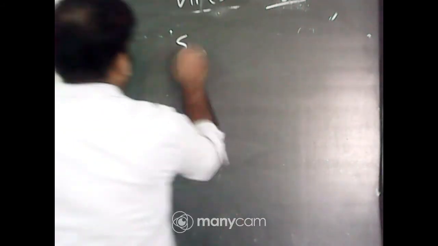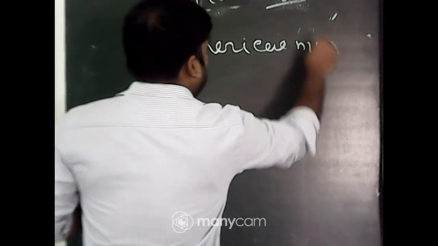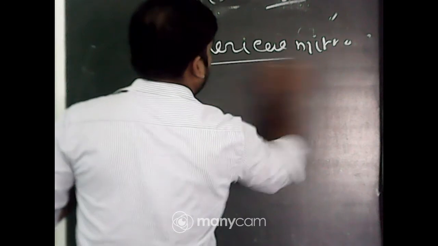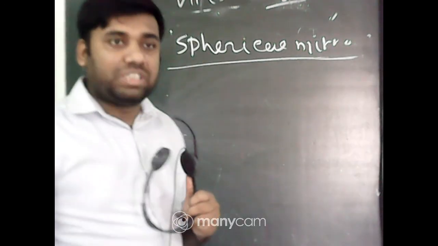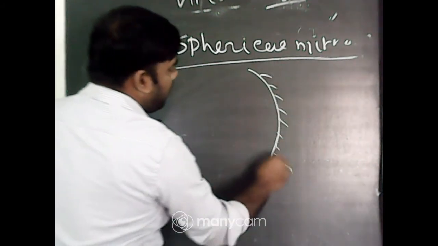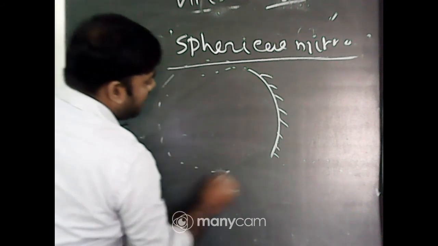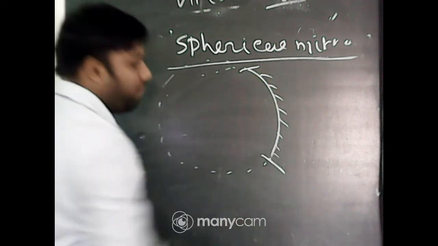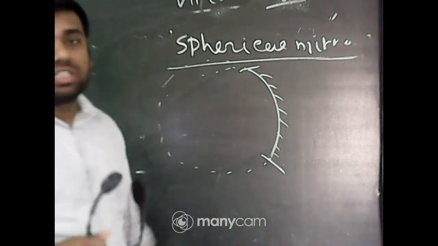Now spherical mirror. What is a spherical mirror? A spherical mirror means a mirror which is a part of a sphere. Just I am taking a mirror. Okay, if I extend this, it will form a sphere. That part is taken from a sphere. That's why that type of mirror is called a spherical mirror.